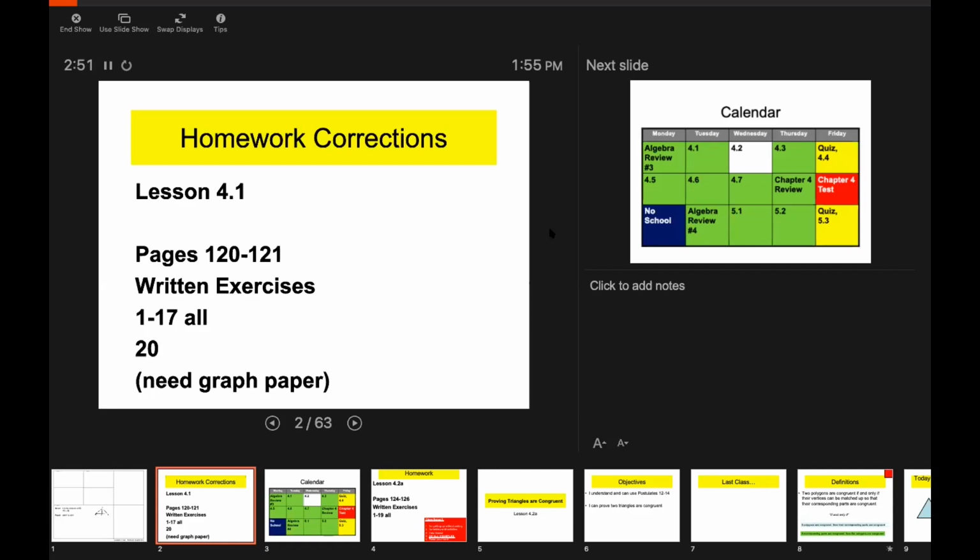B is angle K, and CPCTC. Why are they congruent? Because the 2 triangles are congruent, therefore the corresponding parts are congruent. C is segment KO, and it's also because of CPCTC. And there's a third part there: point O is the midpoint of SK. D is angle R because of CPCTC. They're parallel because alternate interior angles are congruent.